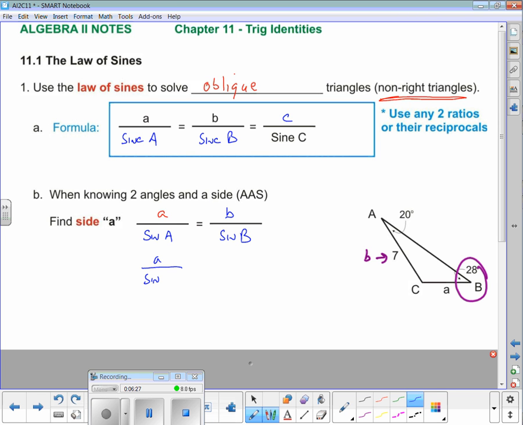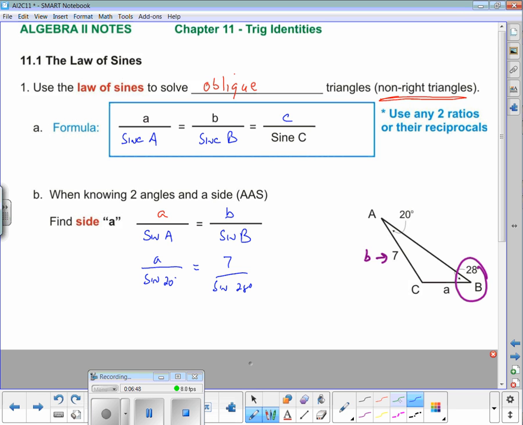So remember, what comes after the trig function is the measure of the angle. How many degrees is angle A? It's 20. All right, so that is there. And then we're going to do side B is 7. And then the angle will be the sine of 28 degrees.